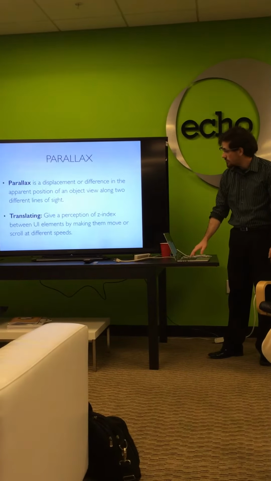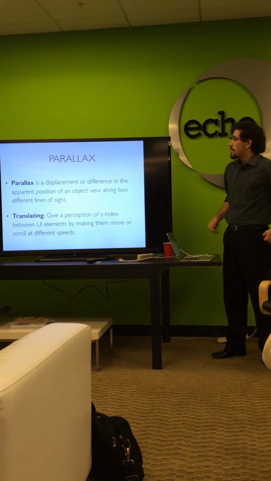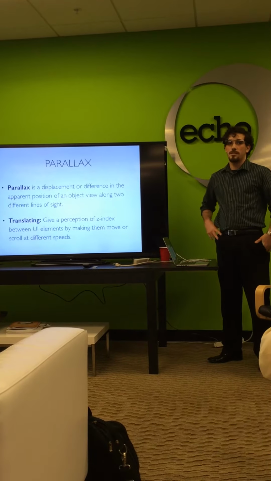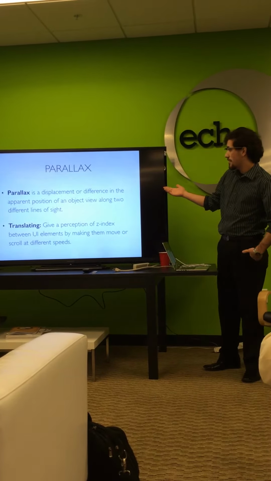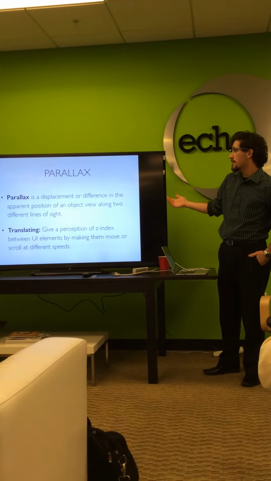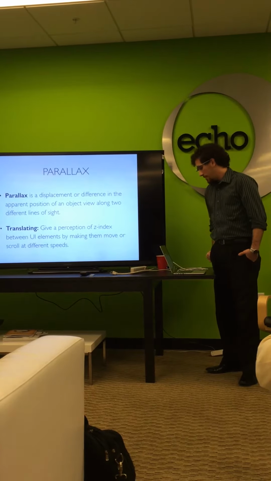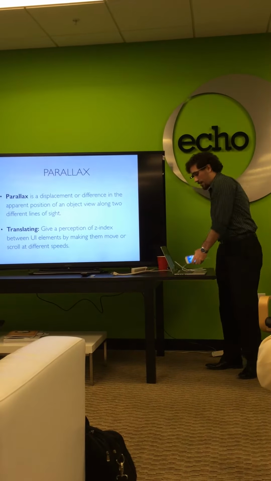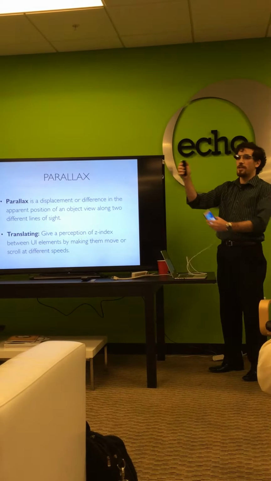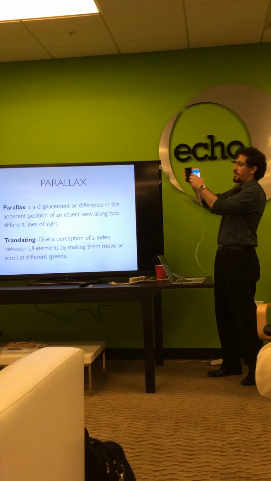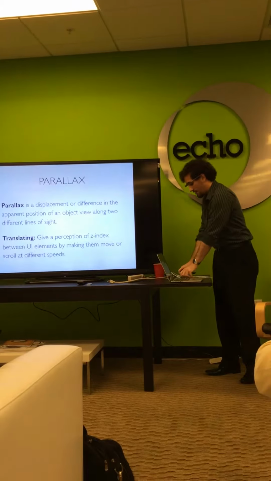Next slide. Okay, so for those who don't know, parallax is pretty much a displacement or difference in the apparent position of an object viewed along two different lines. So to do a parallax effect, let's say you're moving this way, the stuff would move at a different speed. So you get this cool effect.